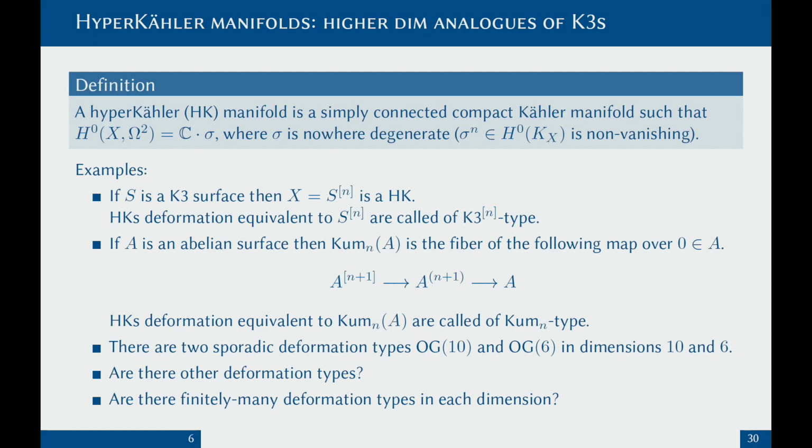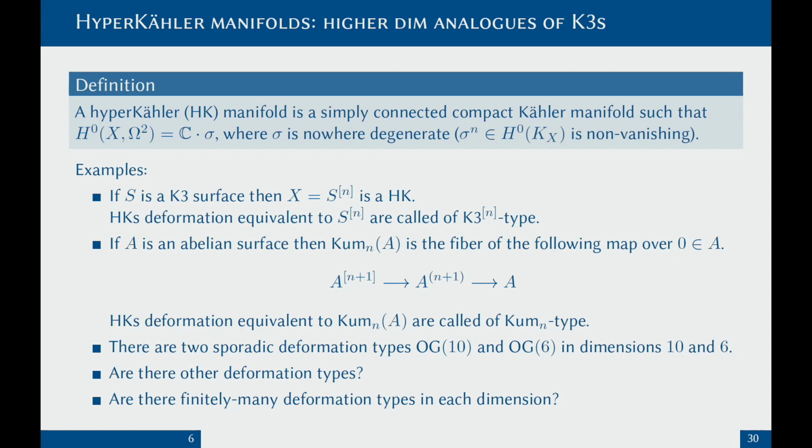So I told you there are generalizations of K3s. So K3s in particular are examples of hyper-Kählers. But more generally, if you take a K3 surface and you look at the Hilbert scheme of n points on it, that turns out to be a hyper-Kähler manifold. And hyper-Kähler manifolds that are deformation equivalent to such, we're going to call of K3[n] type.